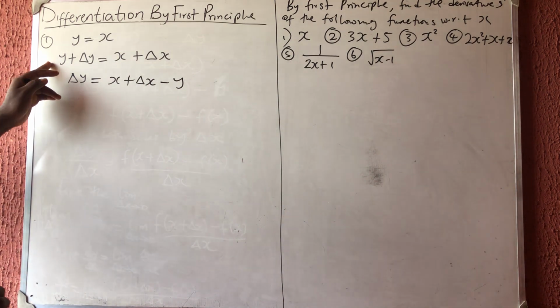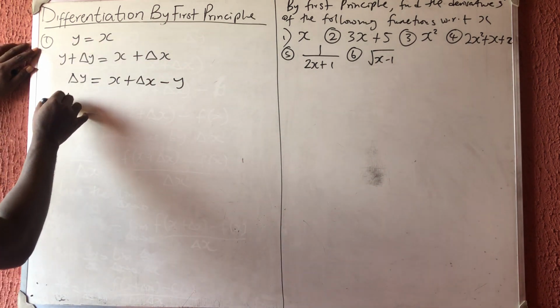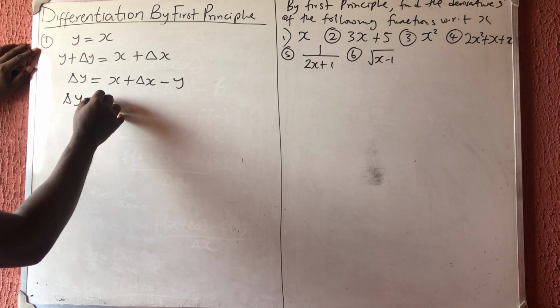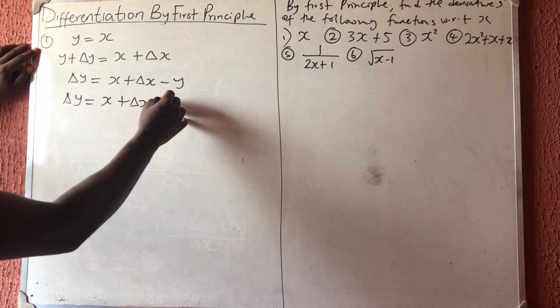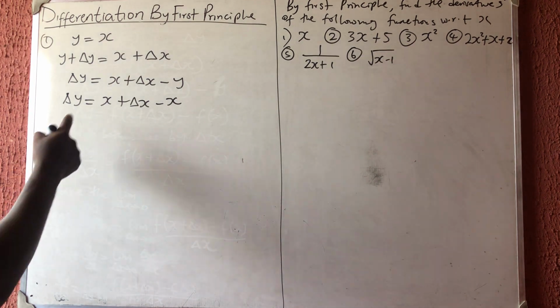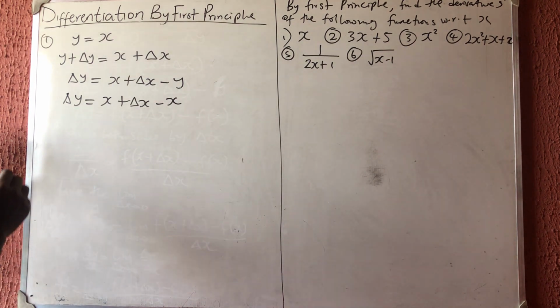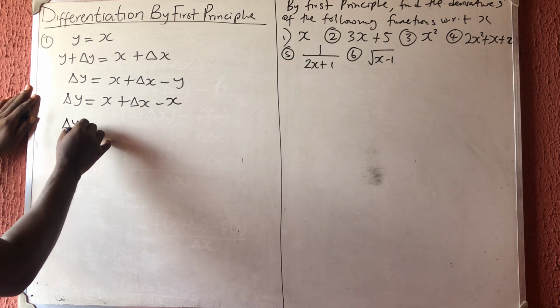All right, taking this one to this side. Now I have that change in y is equal to what? x plus change in x. Don't forget that your y is x, so minus x. Right, x minus x is gone, so I'm left with change in y is equal to what?